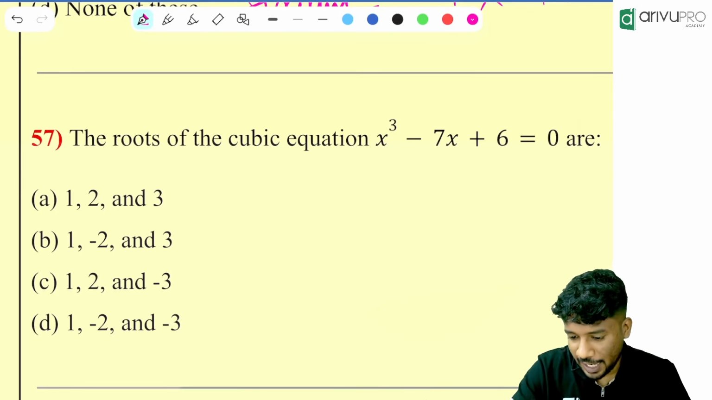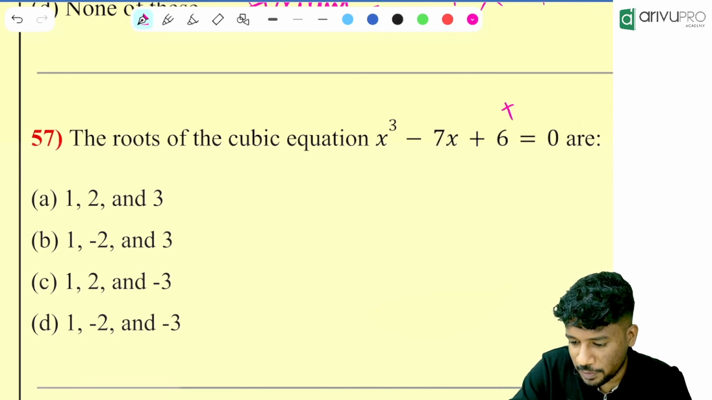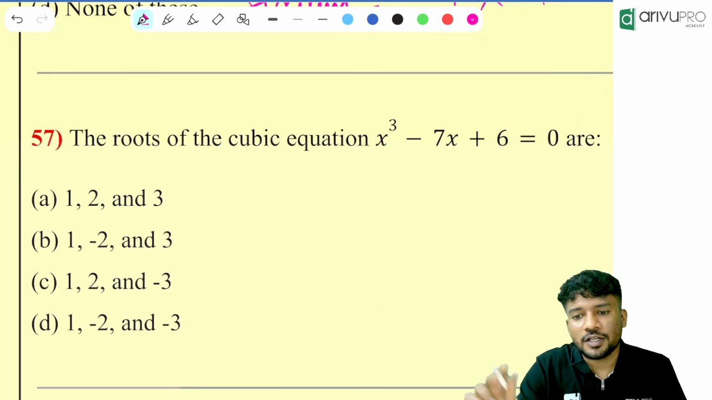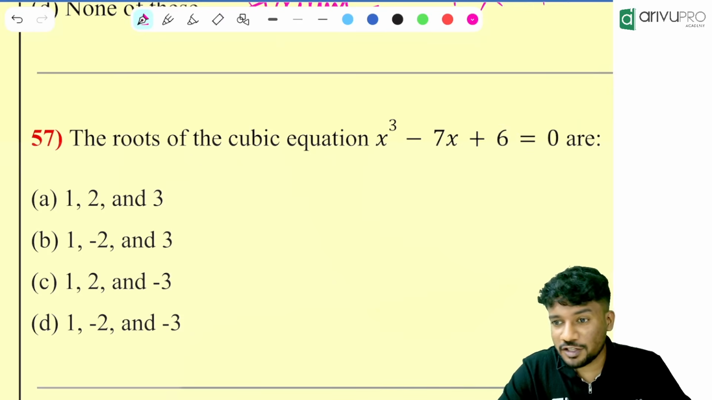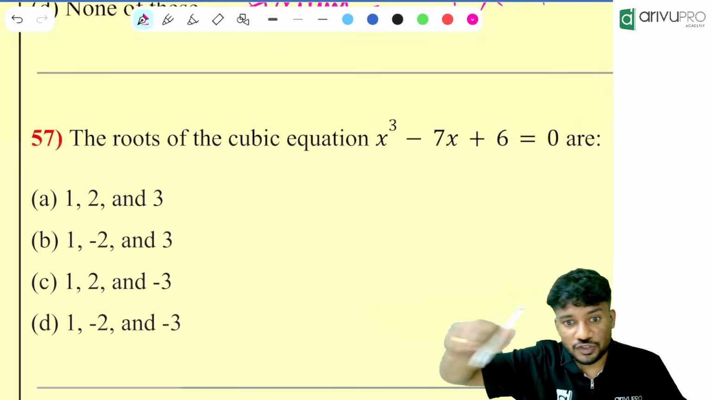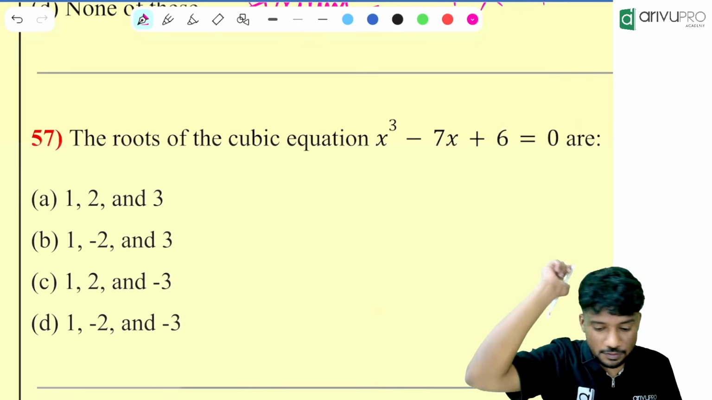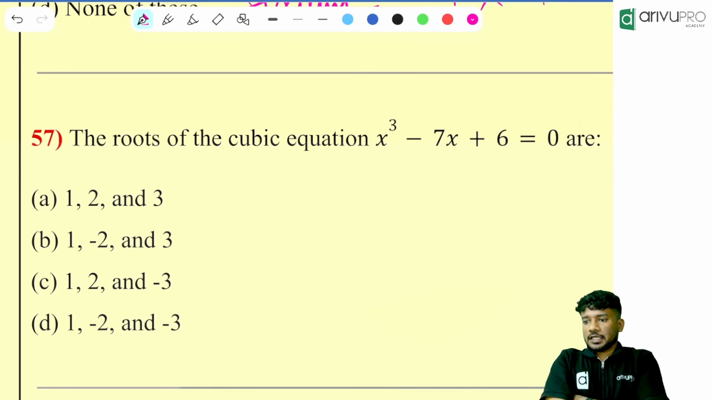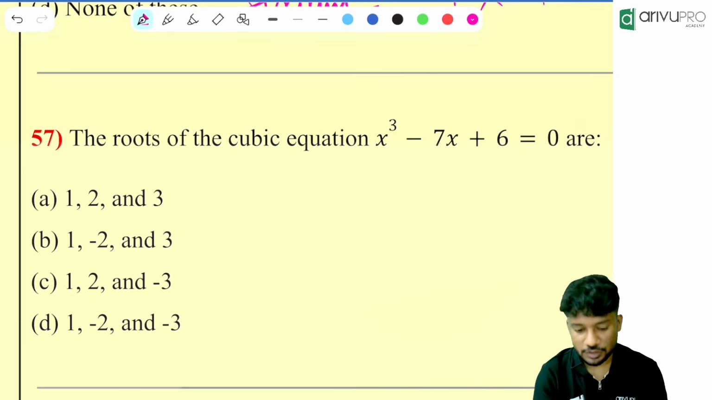Actually, if you ask me, x square is also there, but it is 0 into x square, and 0 into x square is 0. So the coefficient of x square over here is 0. Keep it in your mind. Please do it accordingly. Option D, C. We will check. Correct answer? Correct.